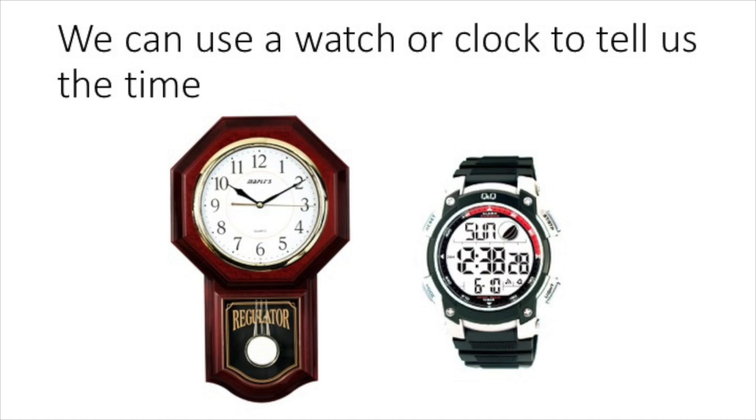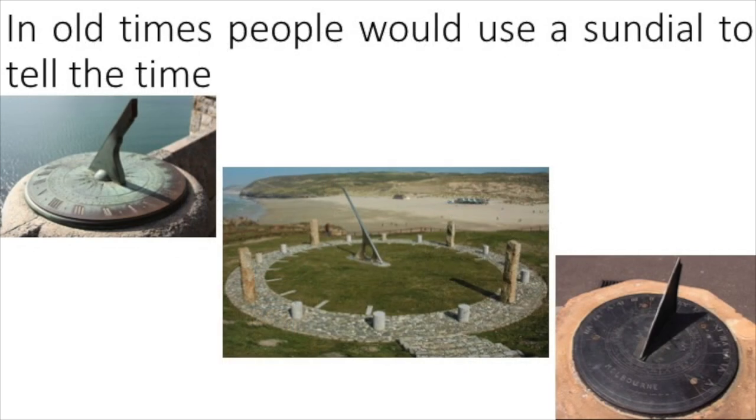We can use a watch or clock to tell us the time. But what happened in the past, before we had clocks, before we had watches? How did they tell the time before clocks, before watches? Any ideas? In old times, people would use a sundial to tell the time. You see these things here, guys, in the pictures? Sundials. They can tell the time. You see the shadow here?